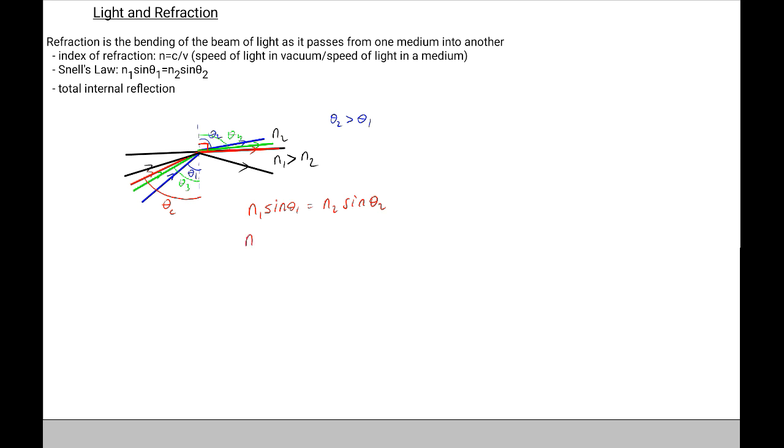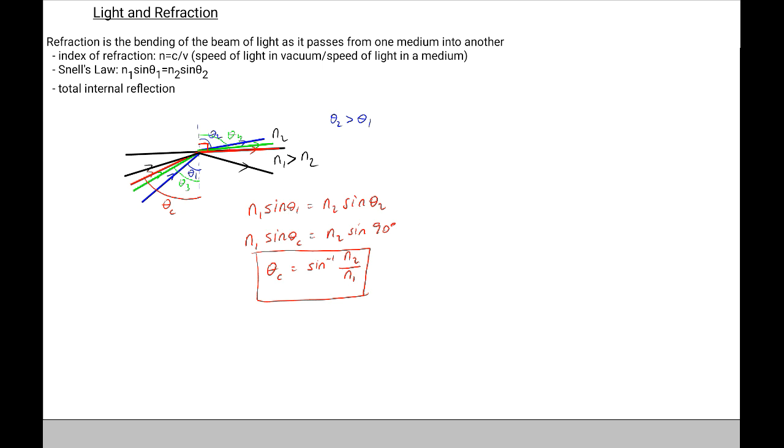So n1 sine theta critical equals n2 sine 90 degrees. Sine 90 is 1. So then the critical angle is the inverse sine of n2 over n1. For angles smaller than the critical angle, there will be refraction. For angles larger than the critical angle, there will be total internal reflection.